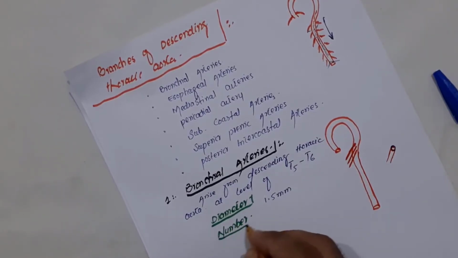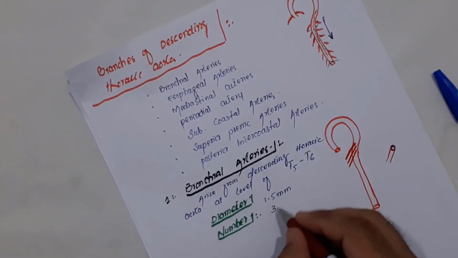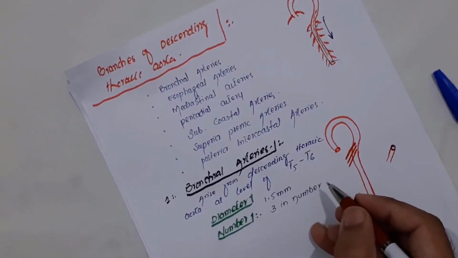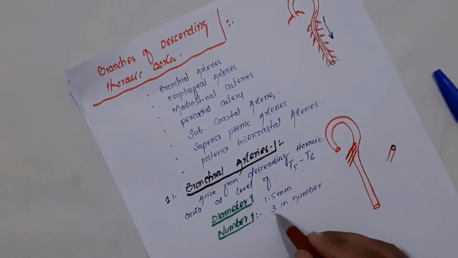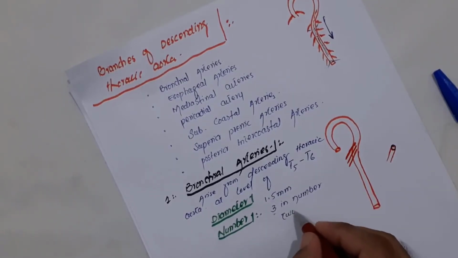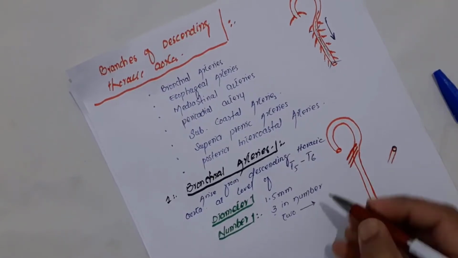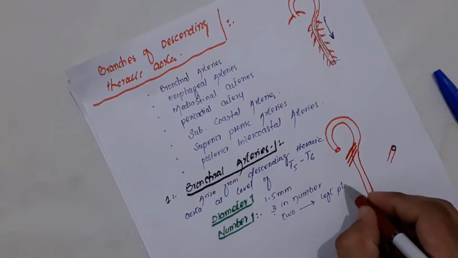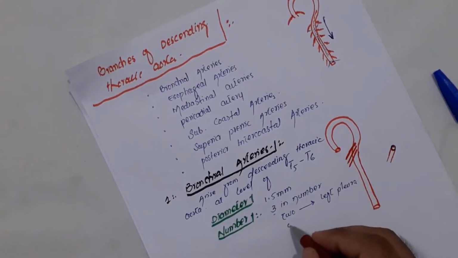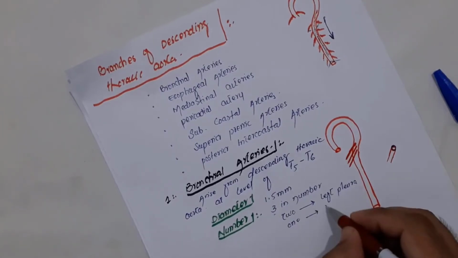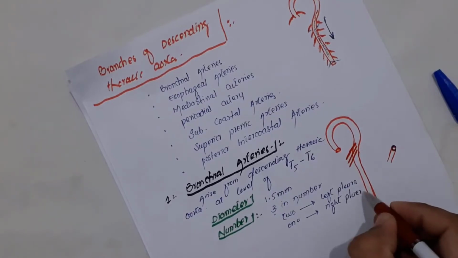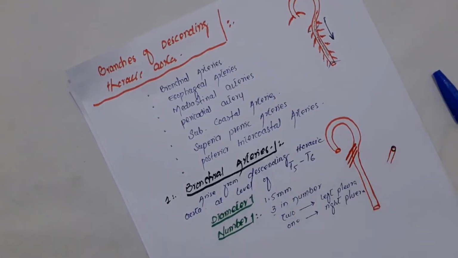So we have about 3 bronchial arteries. They are 3 in number, right? Two of these arteries move towards the left lung, left pleura, and one for the right pleura. This is their detail.